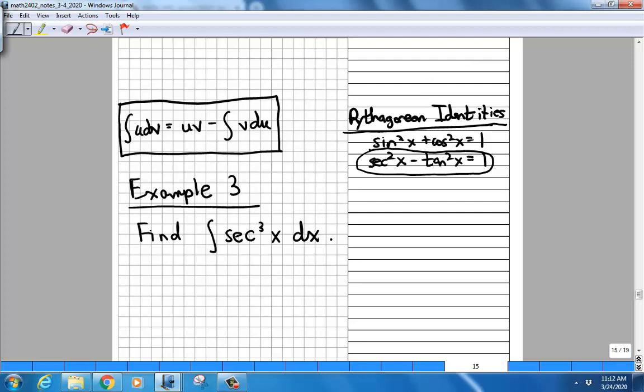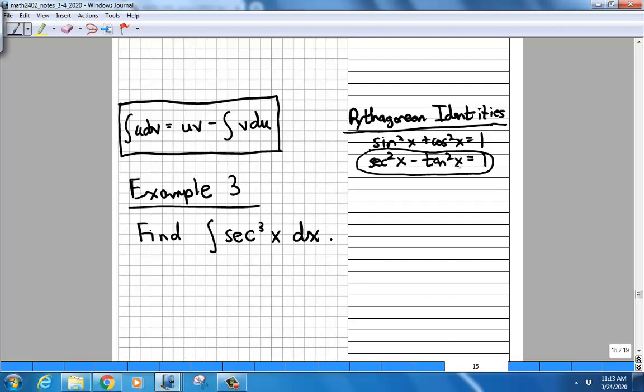So remember, a little bit of a review from trig. You have two basic Pythagorean identities, one of which is very familiar to you: sine squared of x plus cosine squared of x is equal to 1. Everyone remembers that Pythagorean identity. That's the main one. But there's a second version of it that involves secants and tangents, and it's the second version that we're going to use today. It's still called a Pythagorean identity because it's derived from sine squared x plus cosine squared x equals 1.